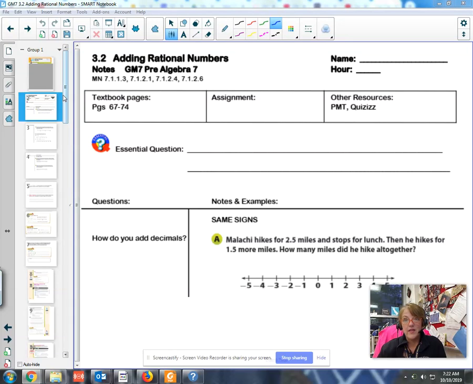All right, now that we've got our head wrapped around what rational numbers are, which means it's a fraction or a terminating or repeating decimal, we're going to dive into adding. So, essential question, how do I add rational numbers?